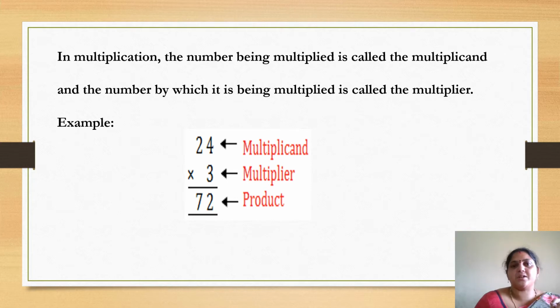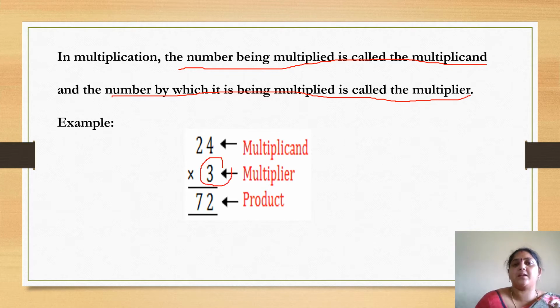Children, in multiplication, the number being multiplied is called the multiplicand and the number by which it is being multiplied is called multiplier. Example, I have taken 24 into 3. My 3 is multiplier because I am multiplying the number with the 3. That's why 3 is my multiplier and the number I am going to multiply is called multiplicand. And the answer I got is called the product. So we have 3 terms in our multiplication system. What is it? Multiplier, multiplicand and the product.